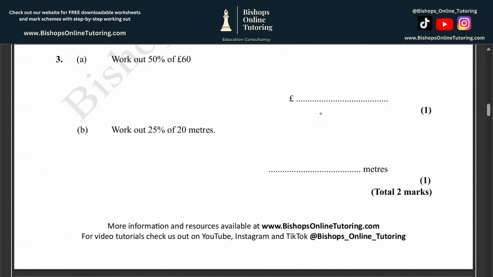Work out 50% of 60 pounds. Now 50% is just a half. So what's half of 60 quid? 30 pounds.